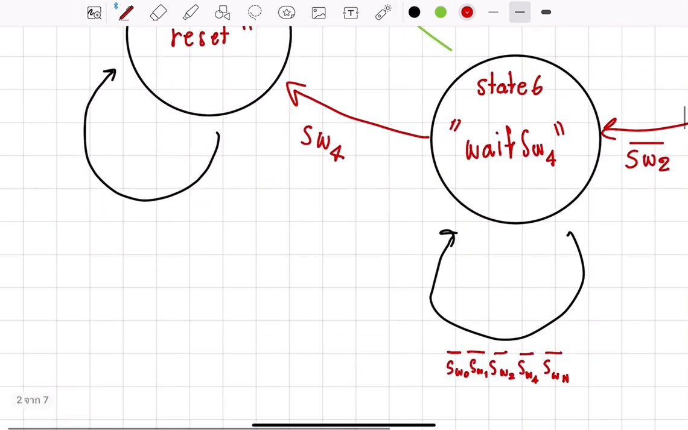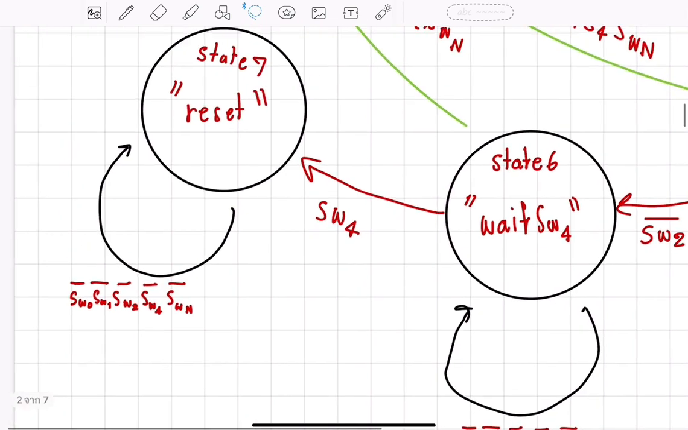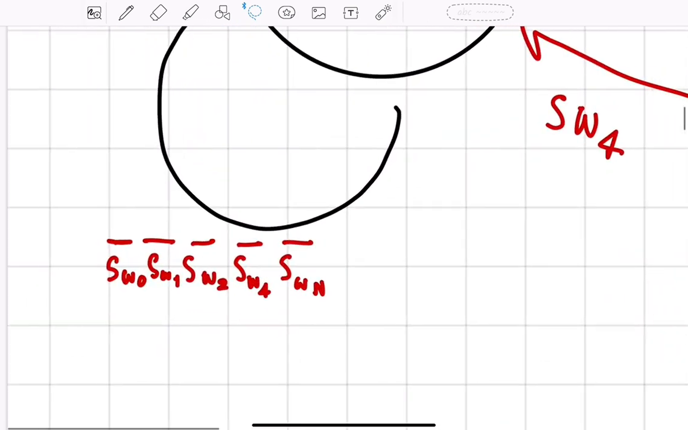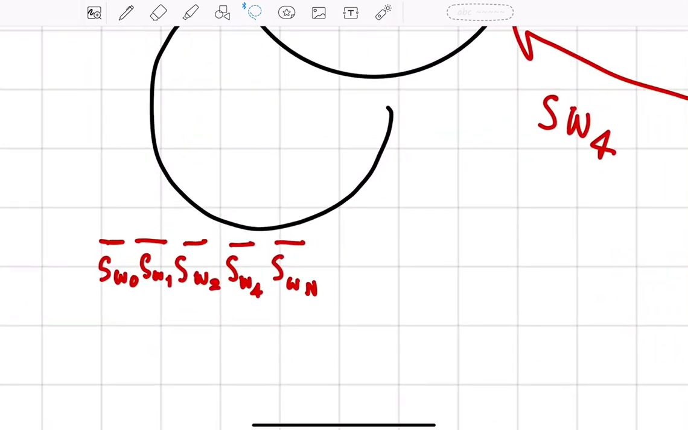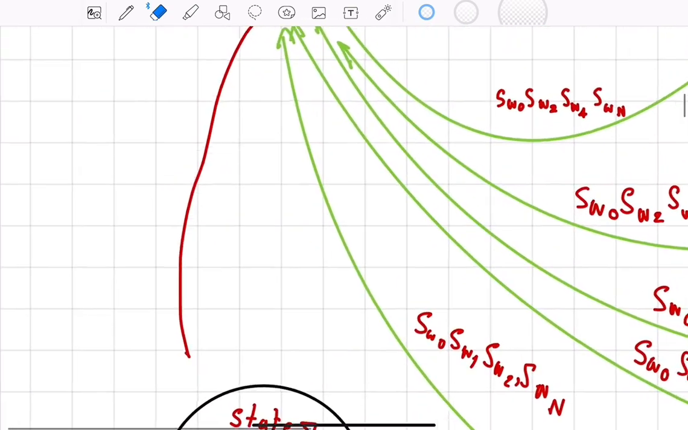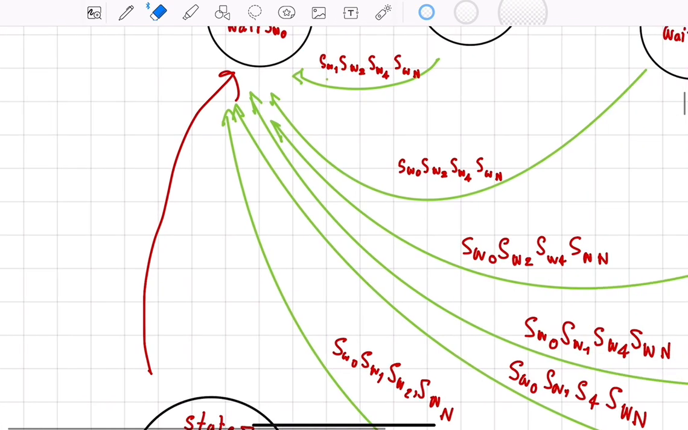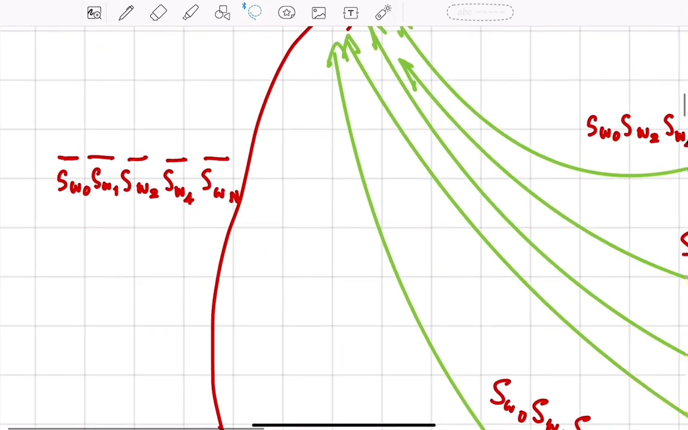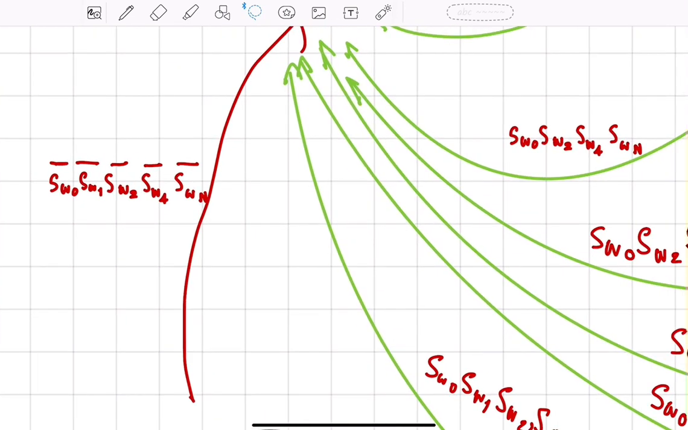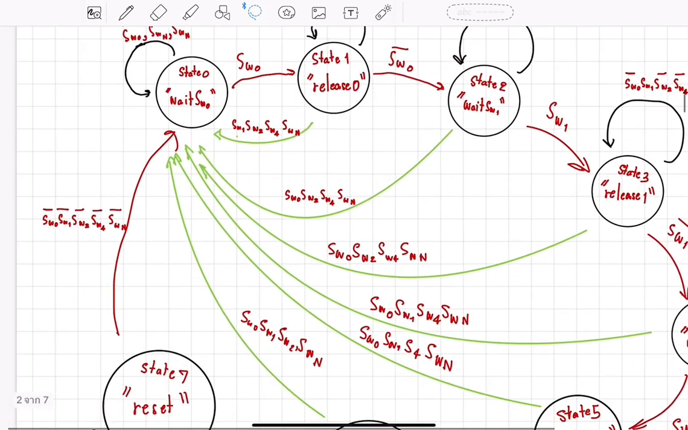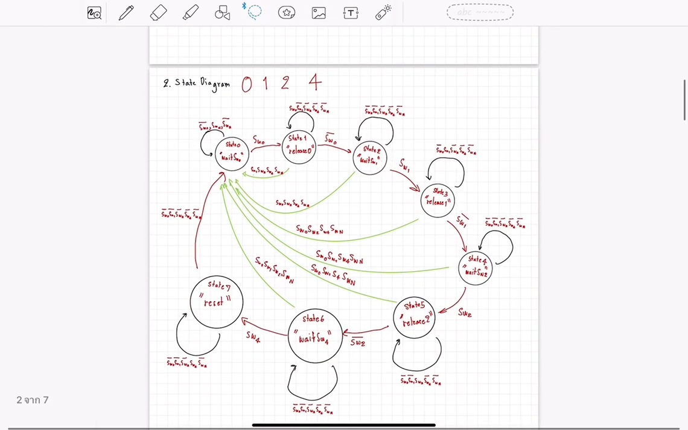When I don't put any switch, it keeps working. When I don't put switch 0, switch 1, switch 2, and put switch 4, and don't put any switch, I keep working again in state 7. It means when I don't put switch 0, don't put switch 4, every switch goes to reset. That's my state for me.